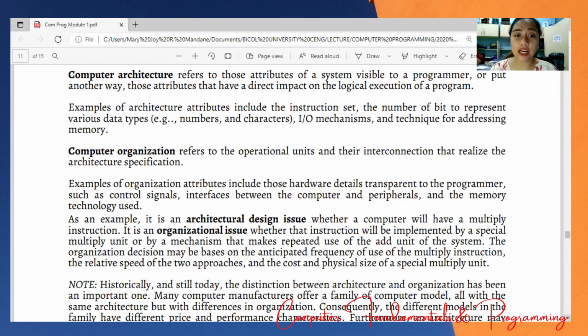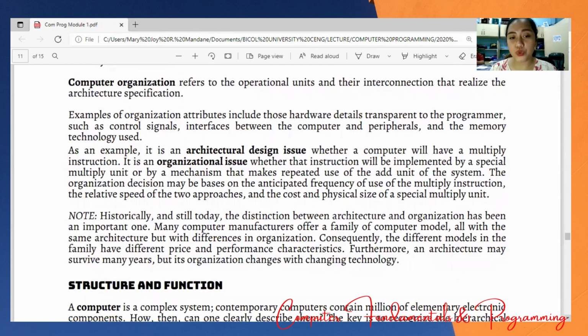As an example, it is an architectural design issue whether a computer will have a multiply instruction. It is an organizational issue whether the instruction will be implemented by a special multiply unit or by a mechanism that makes repeated use of the add unit of the system. The organization decision may be based on the anticipated frequency of use of the multiply instruction, the relative speed of two approaches, and cost and physical size of a special multiply unit.